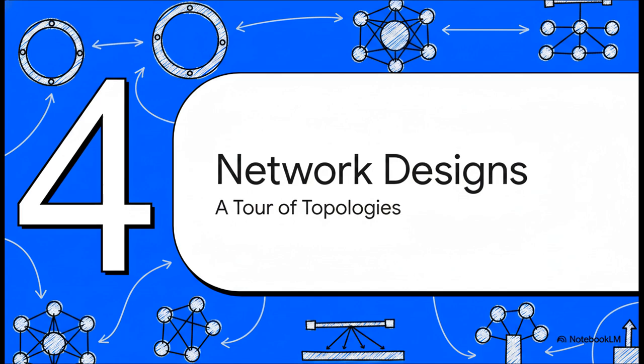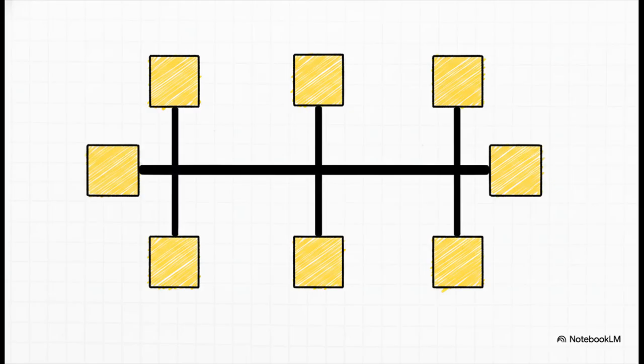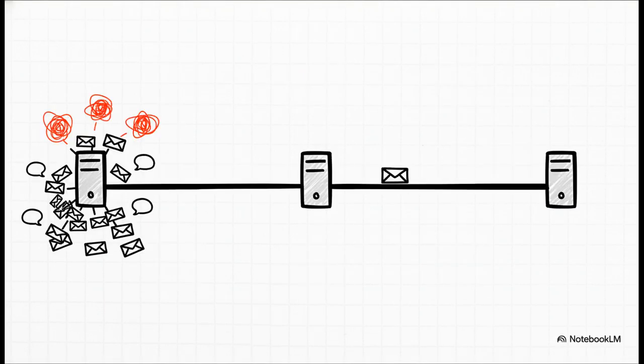Okay, this is where it gets really cool. Since we can't build one single perfect network, engineers developed a whole catalog of different designs, or topologies. Let's take a quick tour of the most common ones, because each has its own unique pros and cons. First up, we have one of the simplest and oldest designs out there, the bus. Think of a bus network as a single-lane road for an entire city.